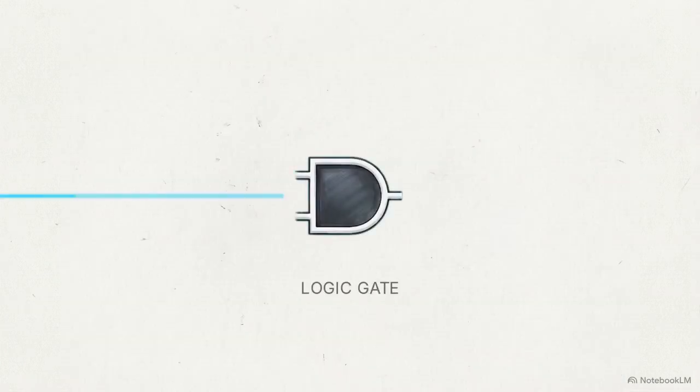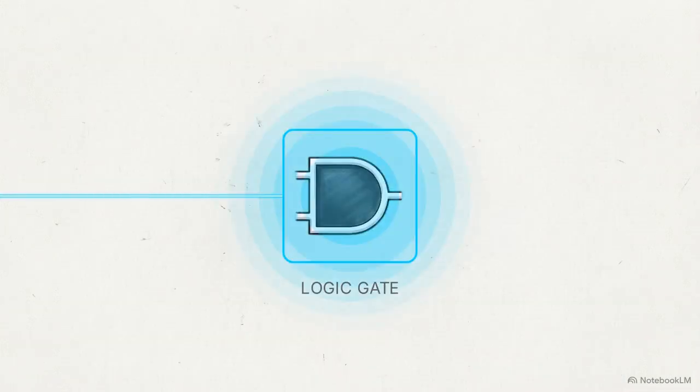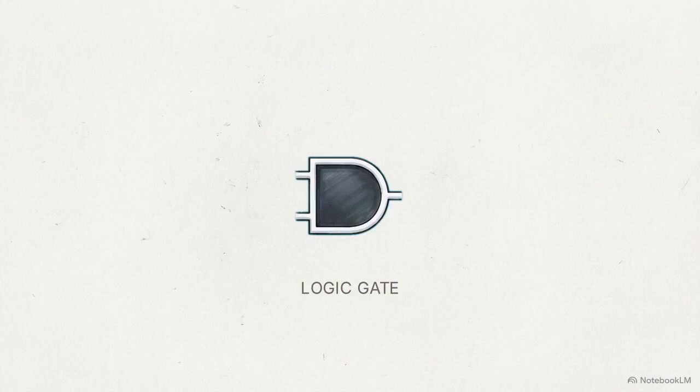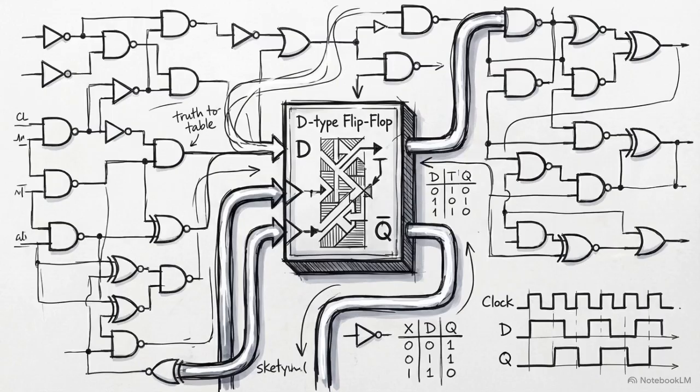But these gates are volatile. The moment an electrical input stops, the gate forgets what it was doing. To solve this, engineers developed the D-type flip-flop. The D stands for data.